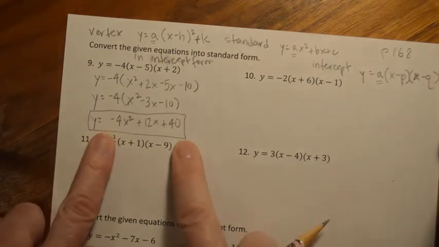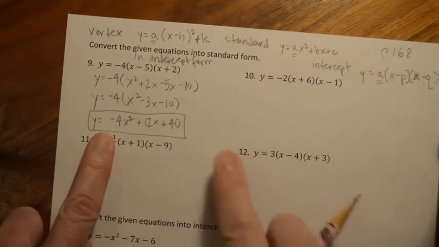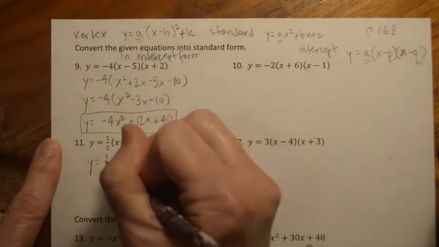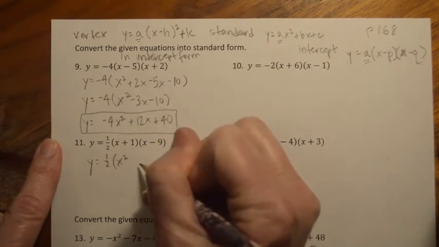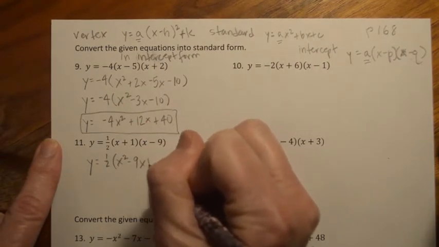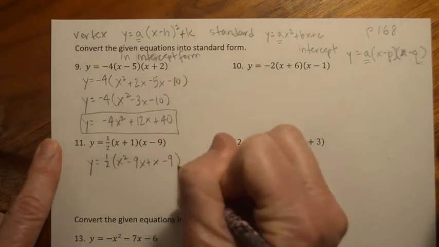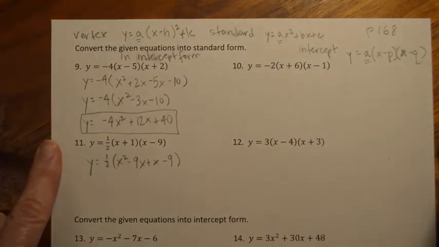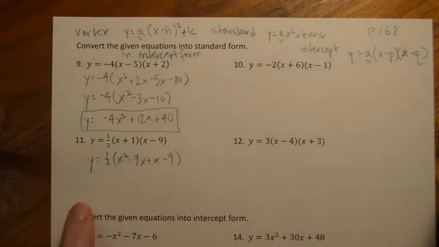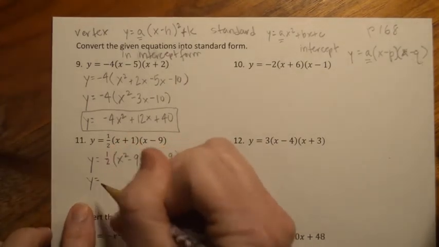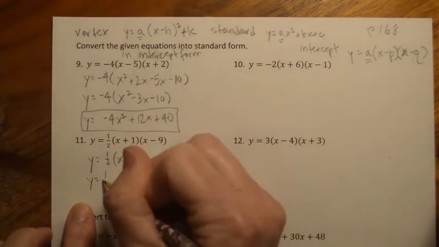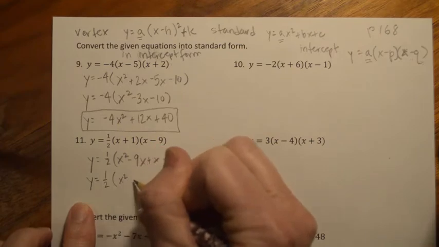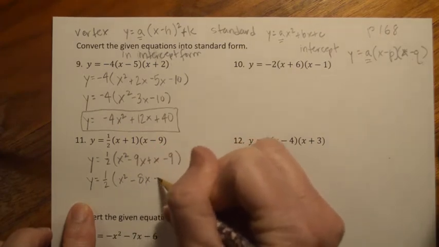So again, I'm going to focus on these two right here and multiply them out. So I've got 1/2, and then x squared minus 9x plus x minus 9. All right. Combine like terms, so 1/2 x squared minus 8x minus 9.